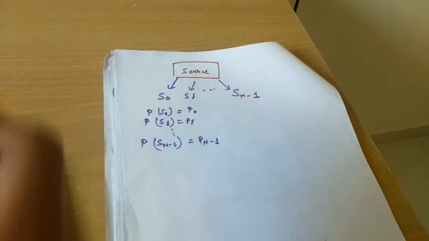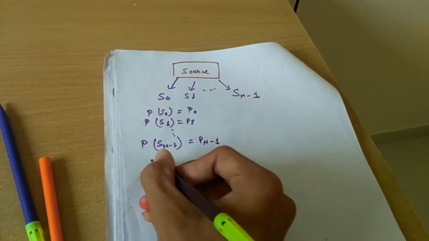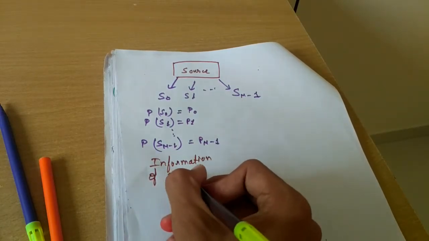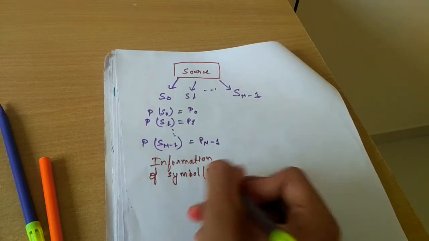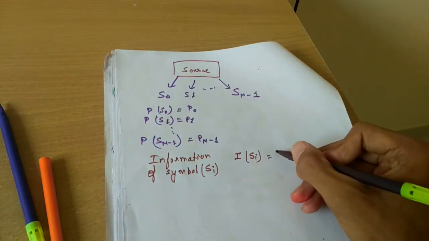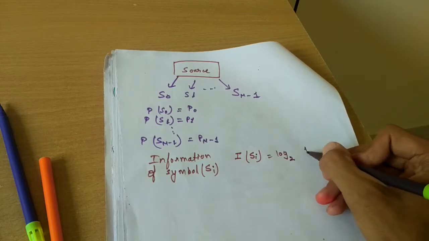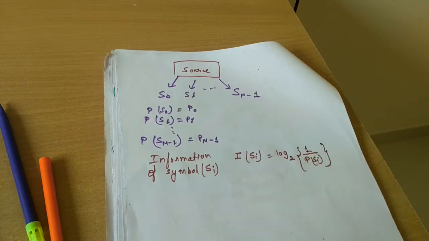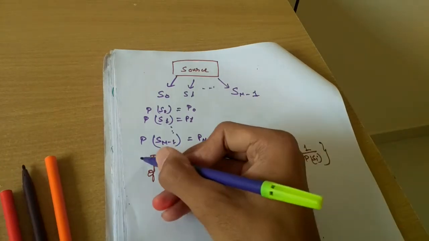As per information theory, the information of any symbol, let's say Si, is denoted by I of Si, and it is given by log to the base 2 of 1 upon its probability. So this is the basic definition of information, and this is the mathematical framework provided by information theory to characterize information. So this is a very important thing.